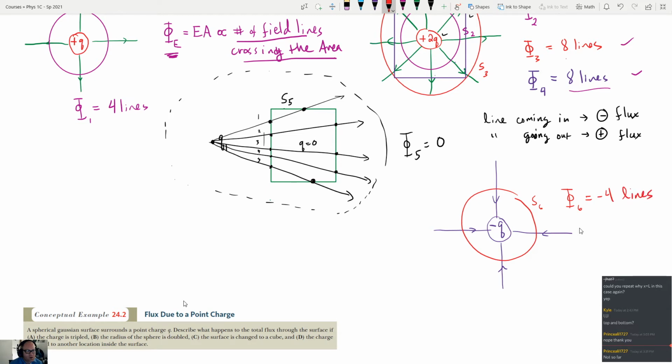Or, by using Gauss's law, we can actually explicitly say that the flux through this surface is going to be negative charge divided by epsilon naught. So you get negative flux because it's flowing in. It's like a sink.